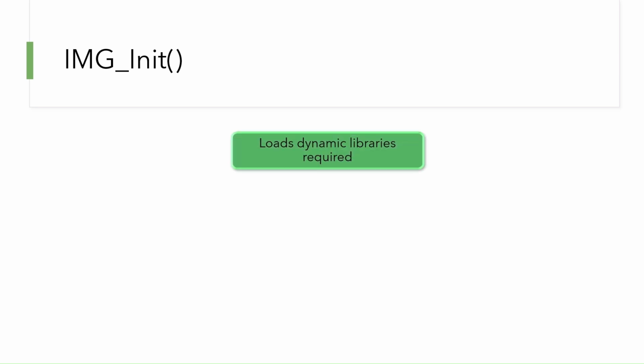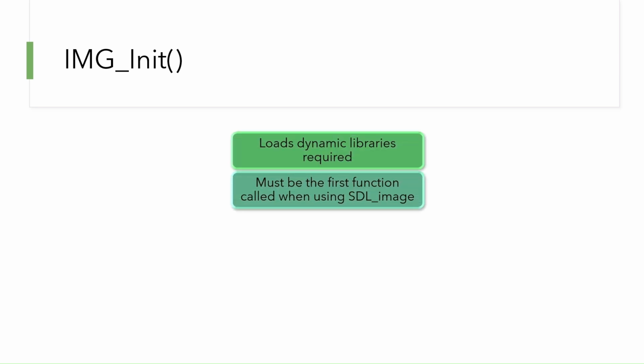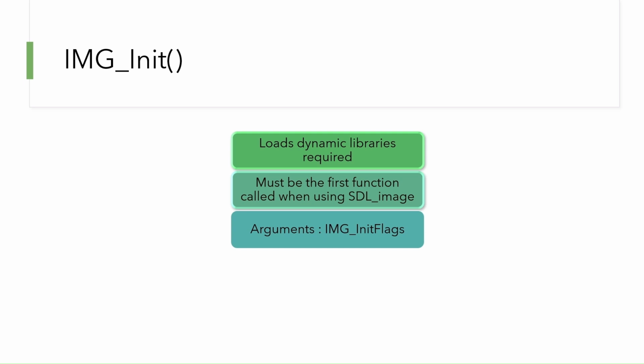Let's now take a look at some of the functions in this library that we're going to use in our project. The first function, ImageInit, is a function that is part of the initialization of this library. What it does is it loads the dynamic libraries required. It must be the first function called from the SDL image library. What it requires as arguments are what are known as ImageInit flags, and these indicate the types of image formats that we will be using in our code. Examples of these formats that we could pass in as arguments include ImageInit JPG, ImageInit PNG, as well as others that are listed in the library.